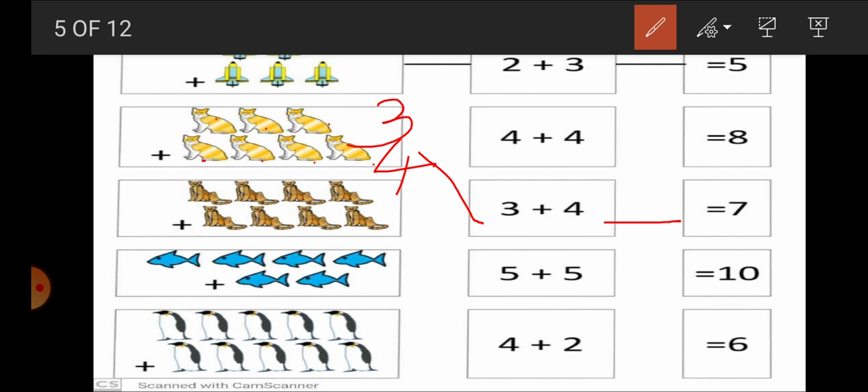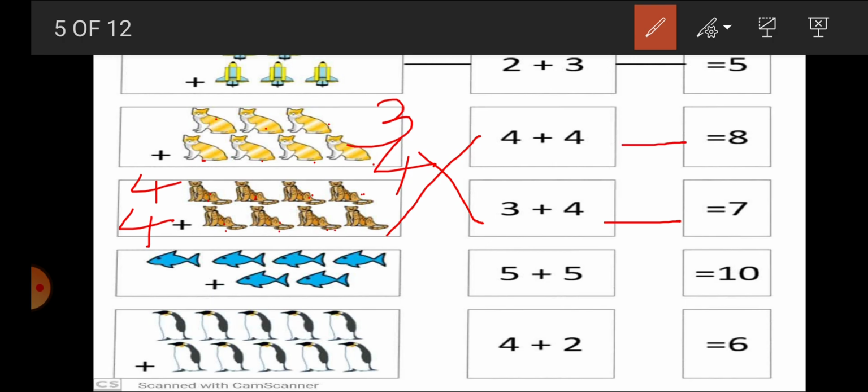Okay, next is 1, 2, 3, 4, means 4 plus 1, 2, 3 and 4. 4 plus 4. Find out where it is. I know you can do it easily, my dear. Yes, here it is, 4 plus 4. What will be the answer? 1, 2, 3, 4, 5, 6, 7 and 8.